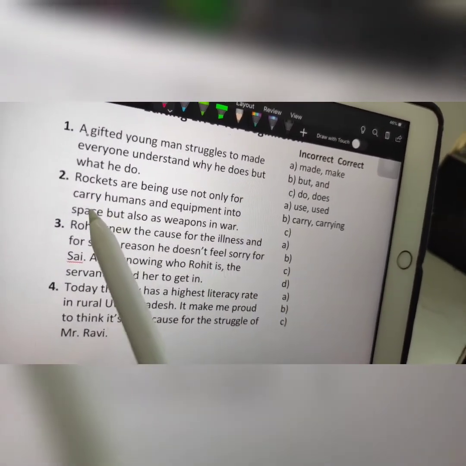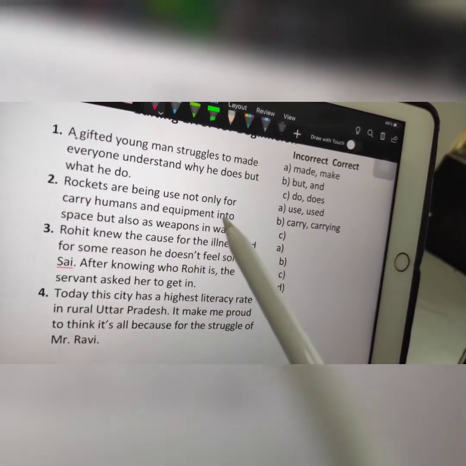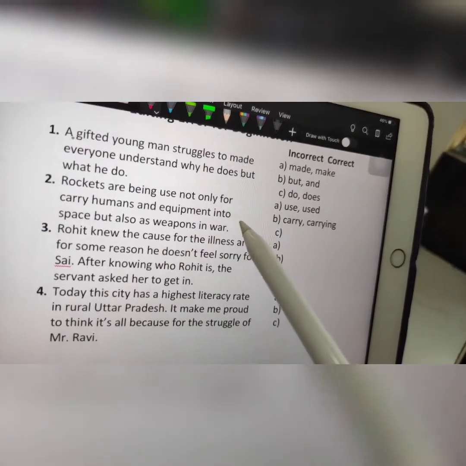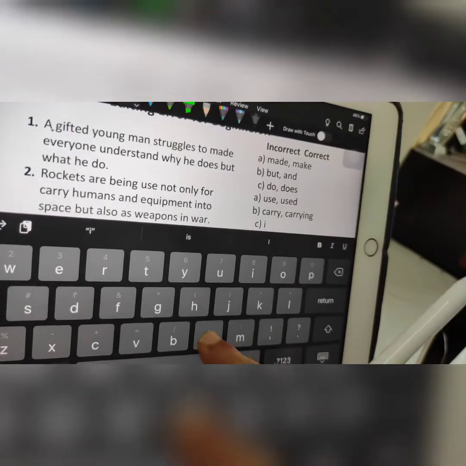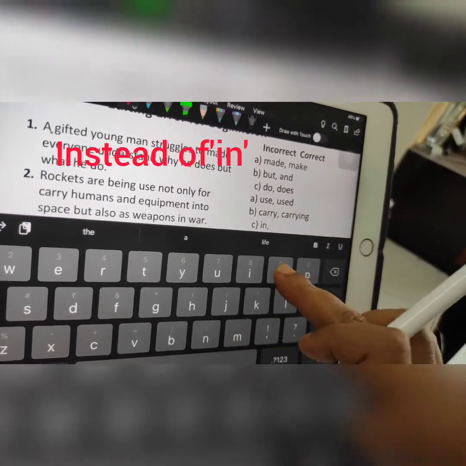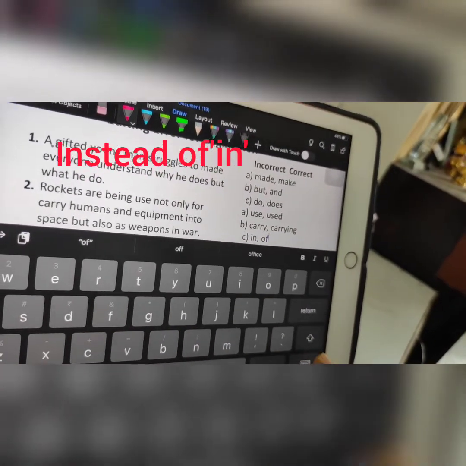Now let us move on to the next line. Into space but also as weapons in war. So in is the wrong word. We have to write down the correct of it. First of all the wrong word in and then the correct word of.